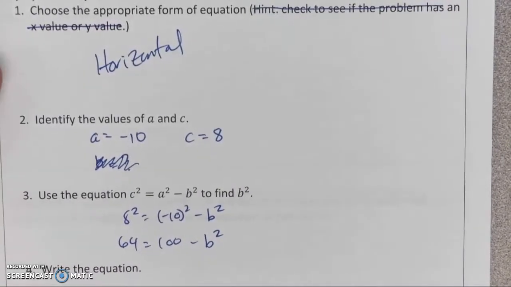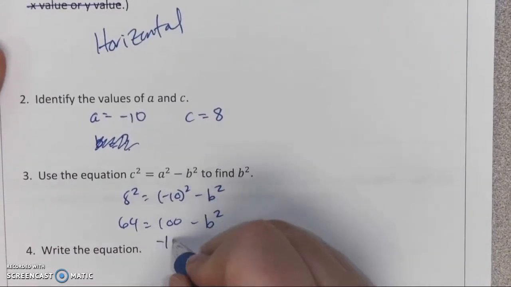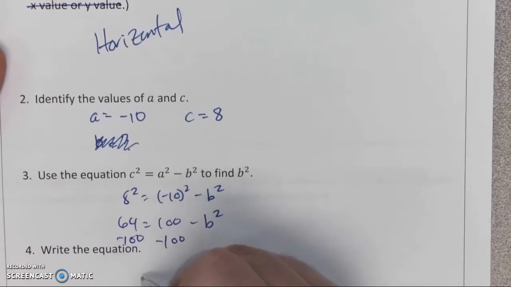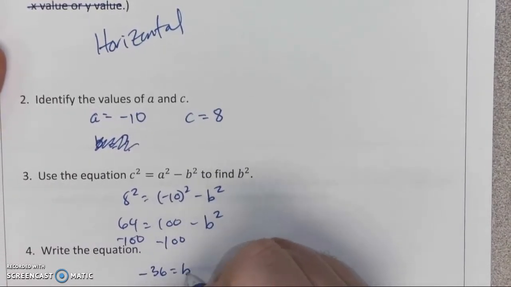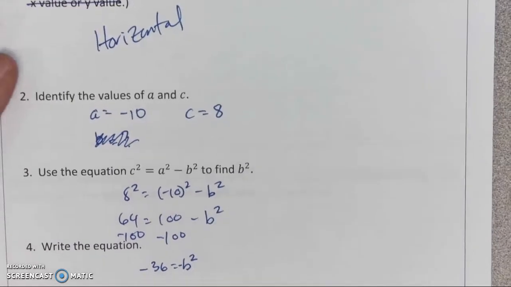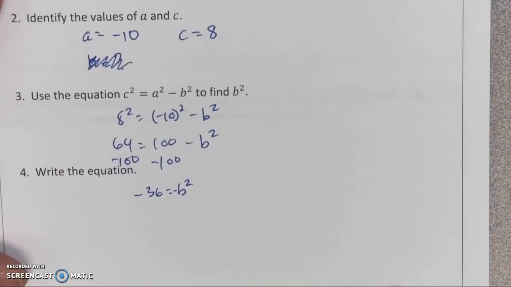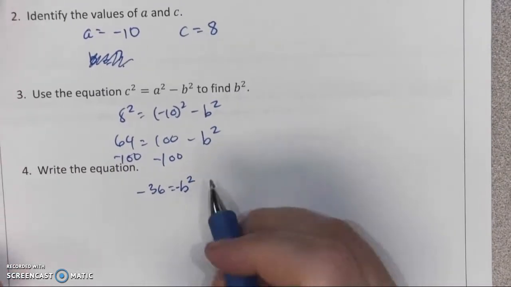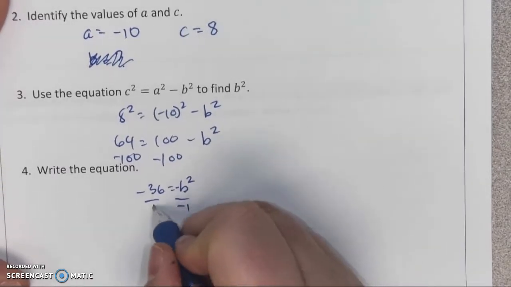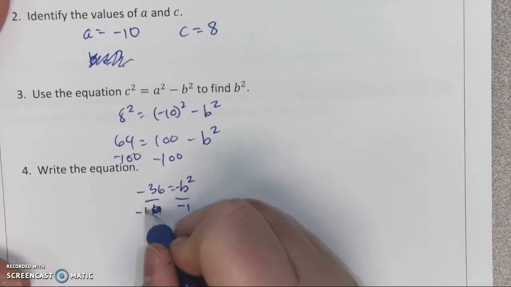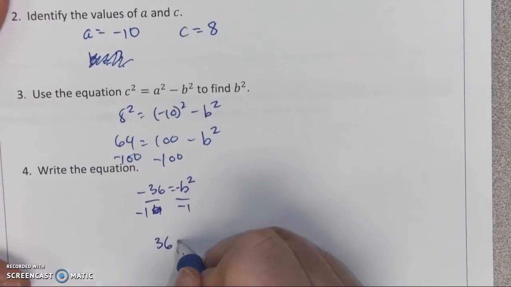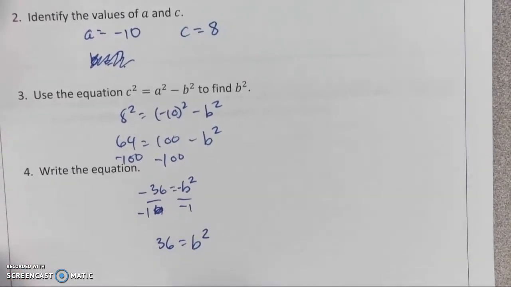Solving this for b squared, you would subtract 100 from both sides, and you'd get negative 36 equals negative b squared. I want to get rid of the negative because I just want b squared. So I'm going to divide both sides by negative 1. And that gives you 36 is b squared. So this is your b squared value.